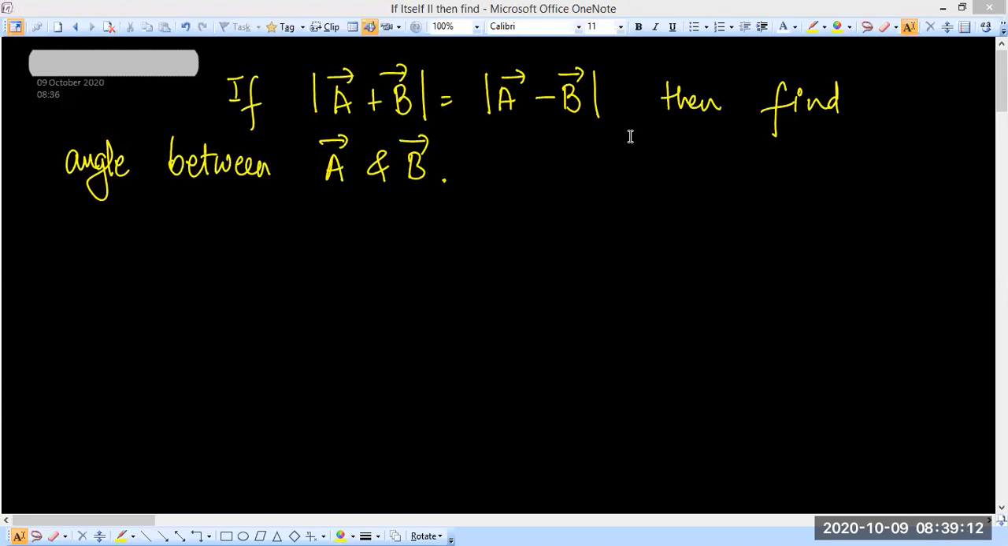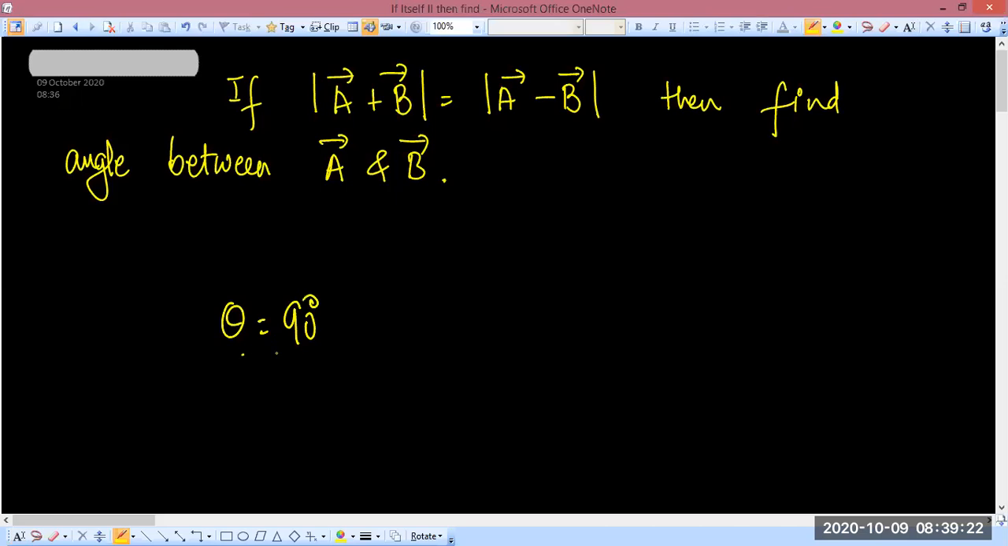Let me just tell you the answer. The answer is that theta is equal to 90 degrees. And why is it so? Let's solve it.